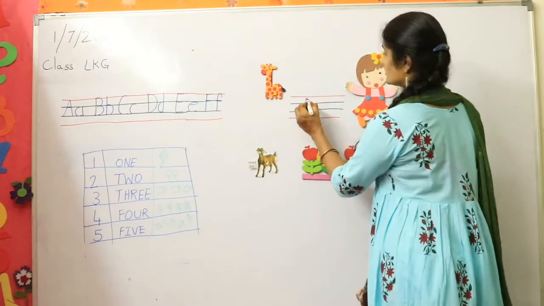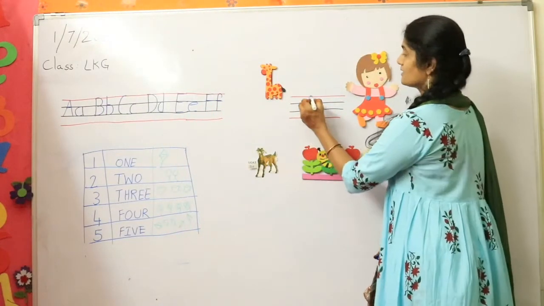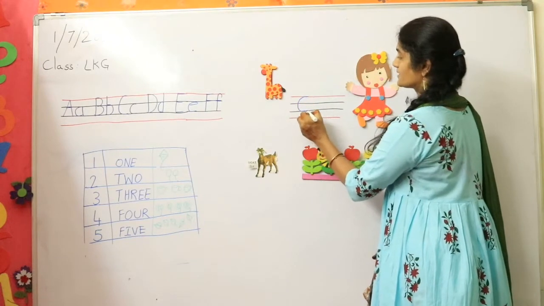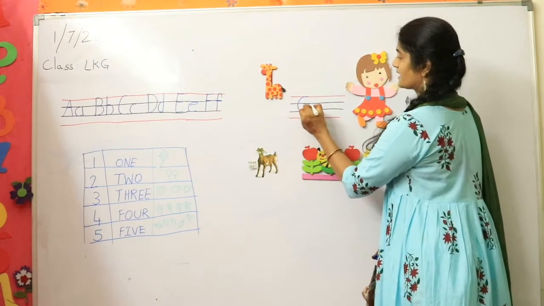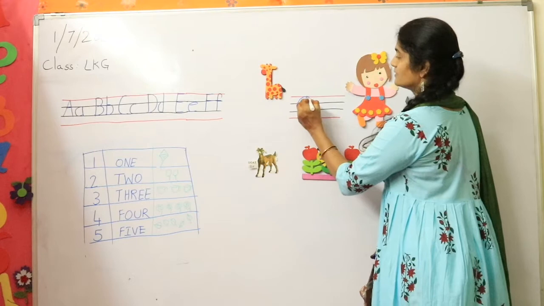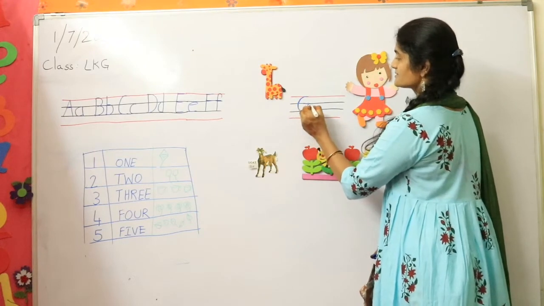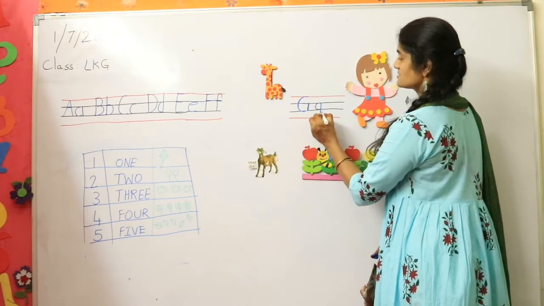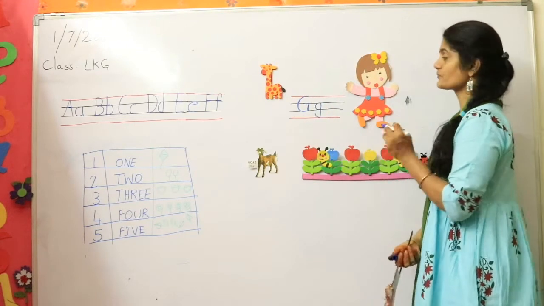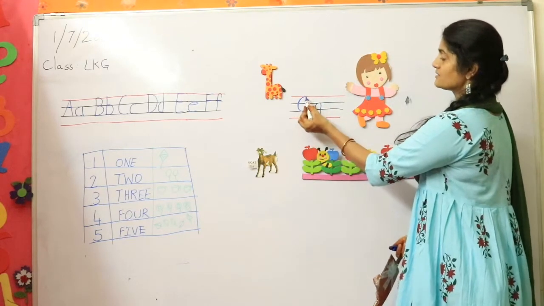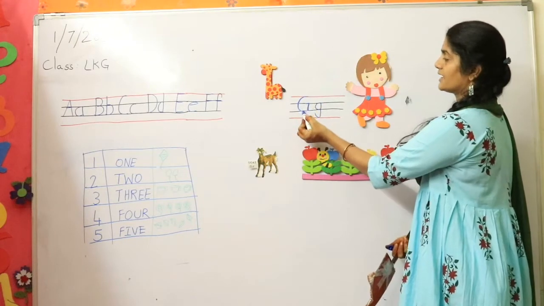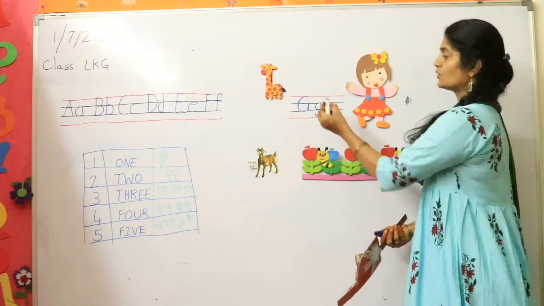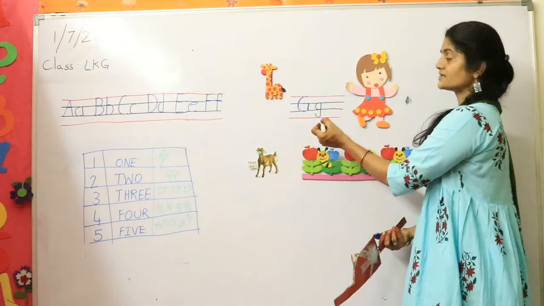G. Very good. So how do we write G? It's a right open curve, sleeping line, standing line. Right open curve, sleeping line, standing line. That's capital G. Now this is small g. Always capital letters you will start from the red line and write till the black line. Only 3 lines. You will write it only in 3 lines.